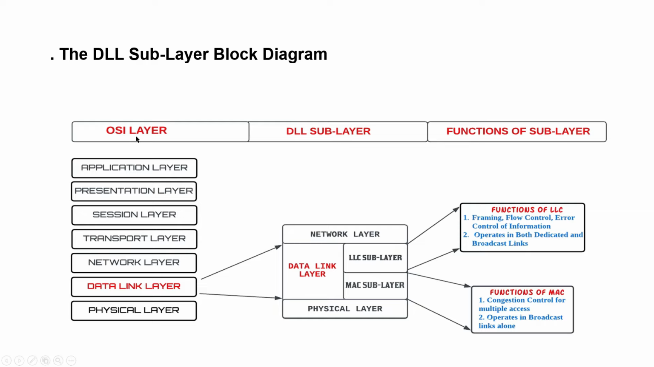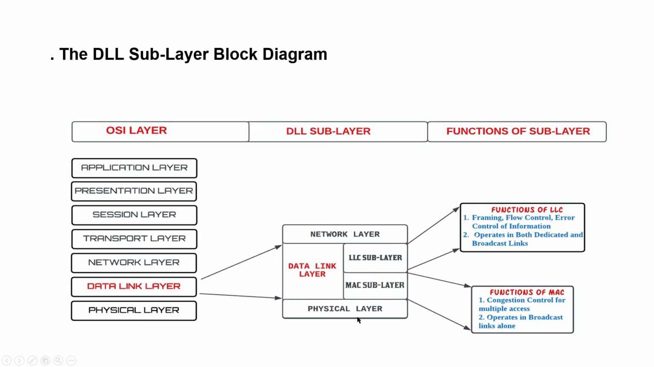The OSI model has seven layers. Everybody should know this. Once again I will repeat: physical layer, data link layer, network layer, transport layer, session layer, presentation layer, application layer. The data link sublayers connect with the second layer, the data link layer. It connects to the network layer above, the LLC sublayer and MAC sublayer, and the physical layer below.